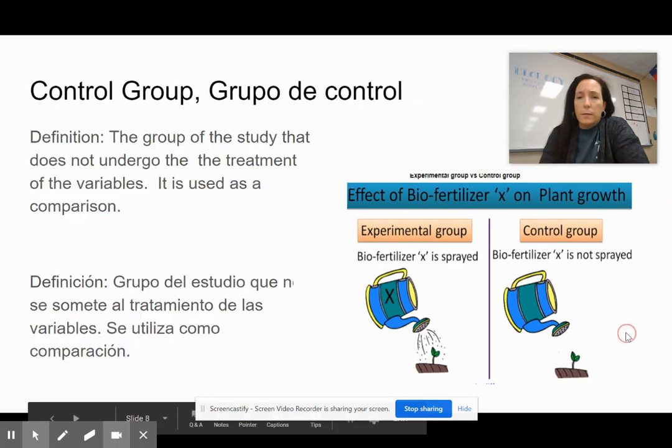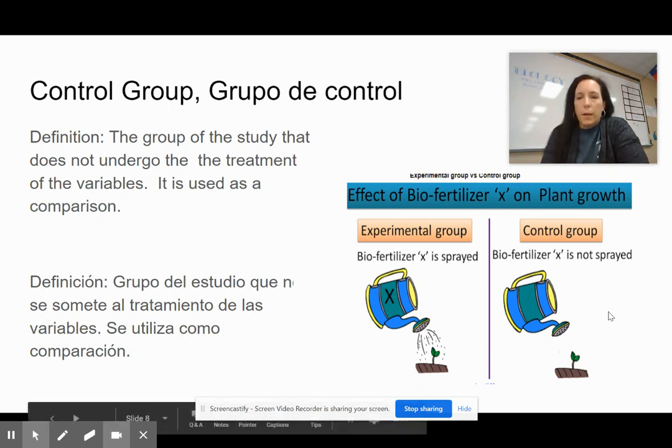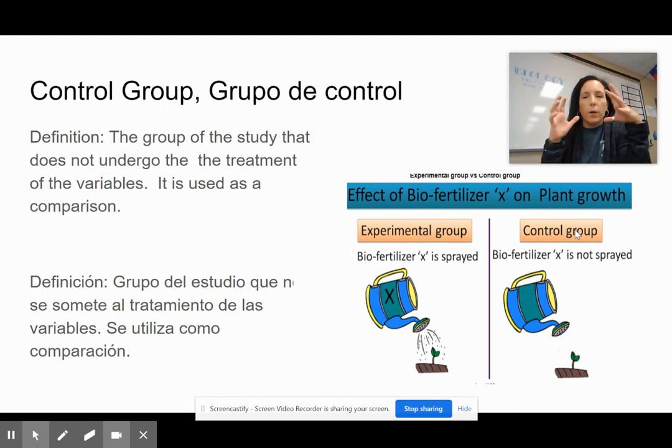And then the one without the new stuff, that's the control group. Hopefully that makes sense. The control group is the group of the study that does not undergo the treatment of variables. So it's used as a comparison group. We'll talk about it a little bit later, but that'll give you an idea. Those are the main vocabulary you need for today's assignment.